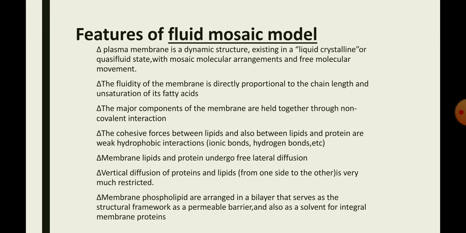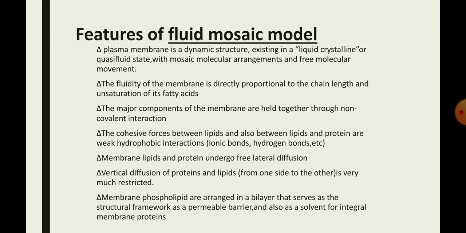Features of fluid mosaic model. A plasma membrane is a dynamic structure existing in a liquid crystalline or quasi-fluid state with mosaic molecular arrangement and free molecular movement. The fluidity of the membrane is directly proportional to the chain length and unsaturation of its fatty acid. Major components of the membrane are held together through non-covalent interaction. The cohesive forces between lipids and also between lipids and proteins are weak hydrophobic interactions, that is ionic bonds, hydrogen bonds, etc.